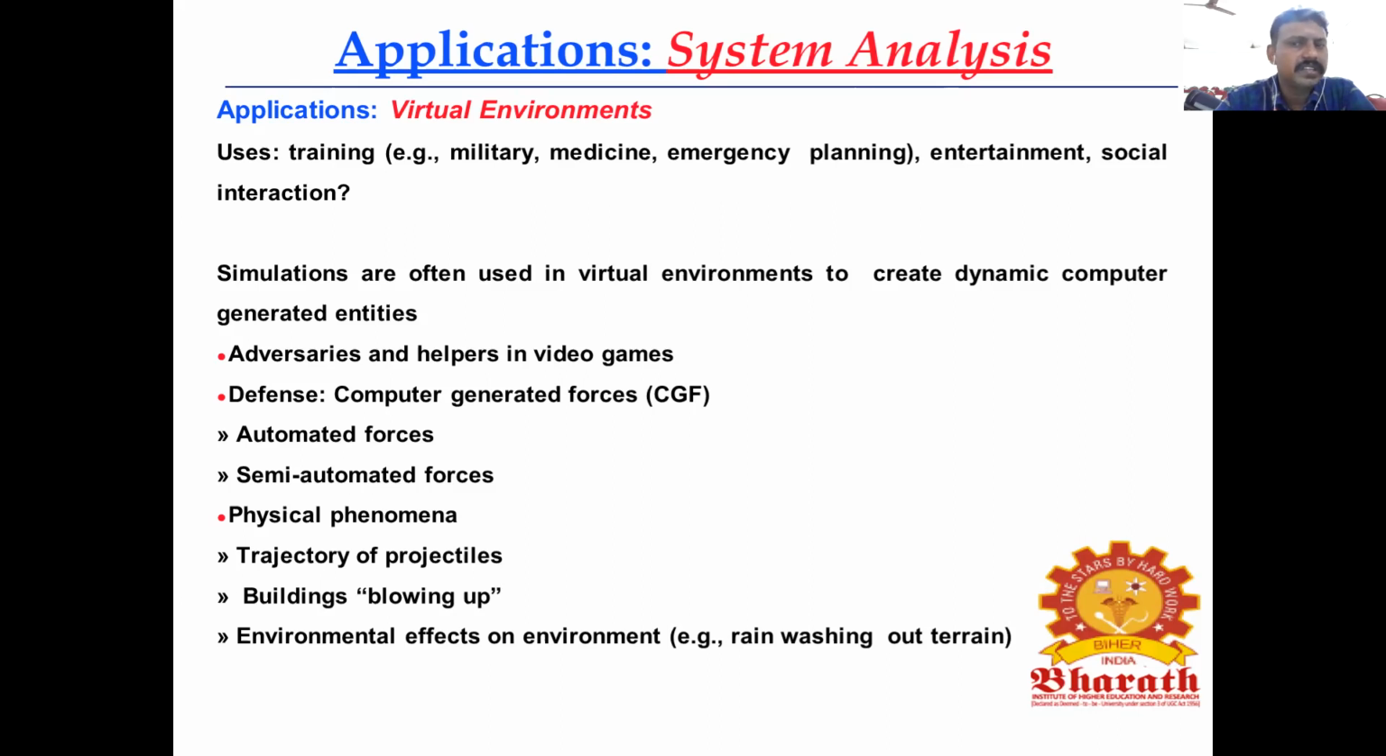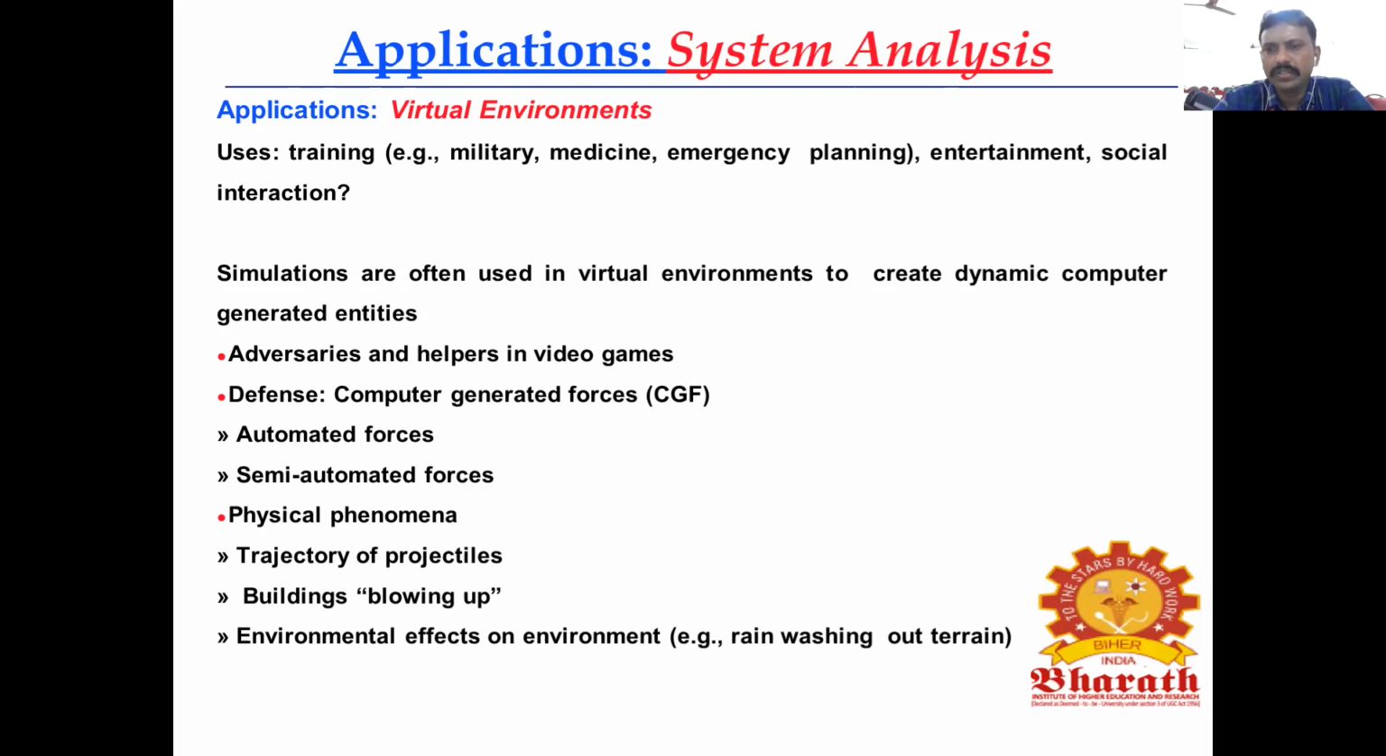And entertainment, in this case movies, real movies and animation movies, and games. That is also possible. And social interaction, like online games via the network. Simulations often use a virtual environment to create dynamically generated entities, and also advertise helpers to video games, and defense computer generated forces, CGF, and also automated forces and semi-automated forces.